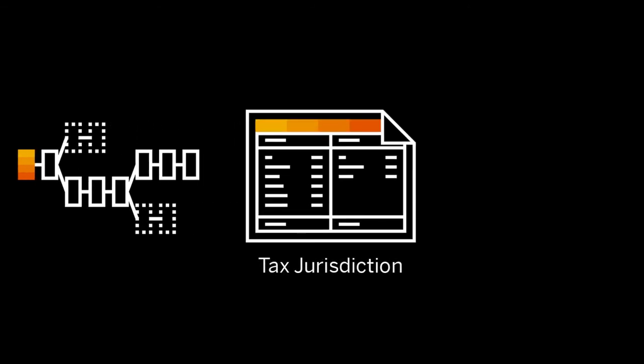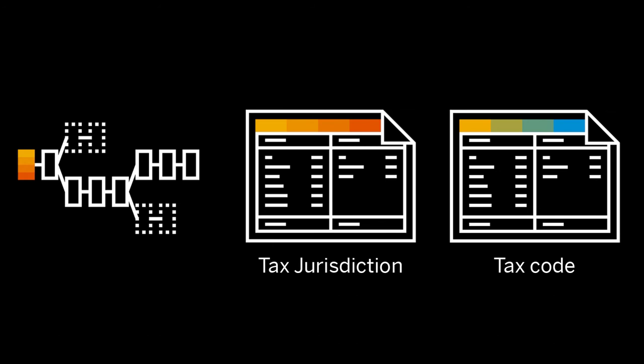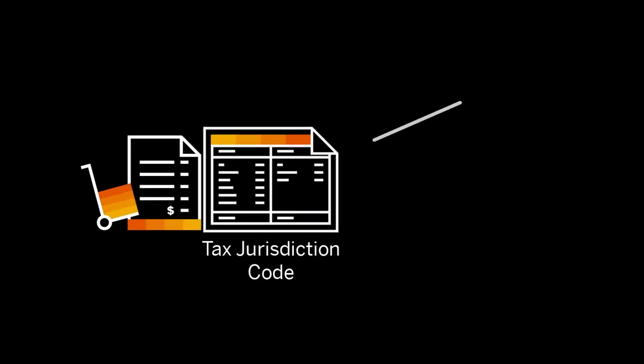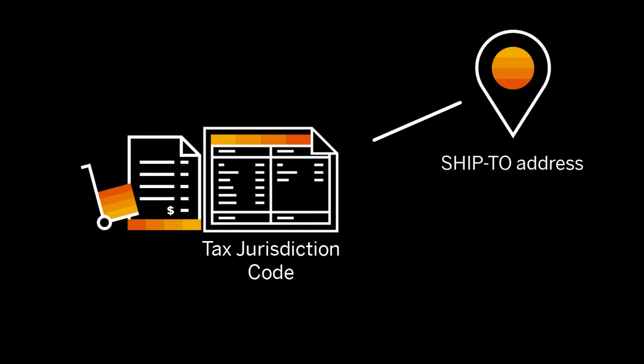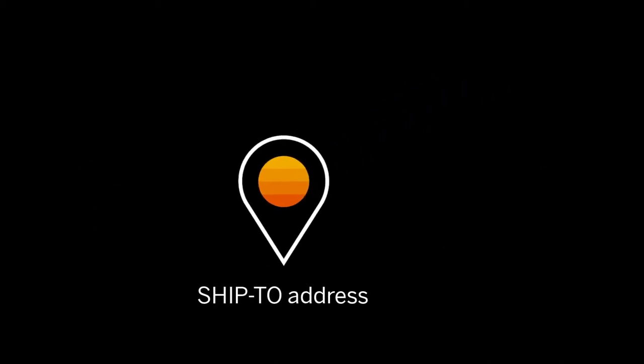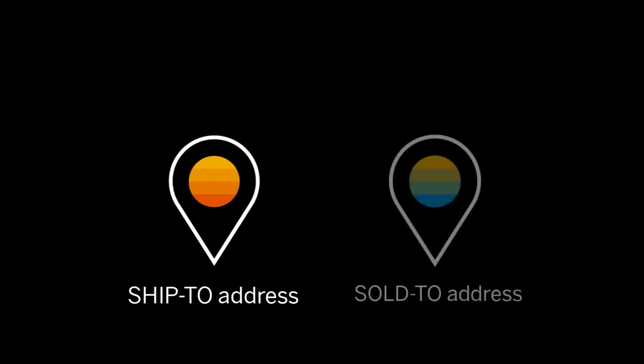And of course, in this video, we'll be focusing on the sales process. Taxable transactions in the U.S. require two pieces of information, the tax jurisdiction and the tax code. So naturally, we'll be focusing on where you can see these two pieces of information. Now, for the sales process, the jurisdiction code comes from the customer's ship-to address, which is what we'll be zeroing in on in this video. But do bear in mind that the ship-to address can differ from the sold-to address.